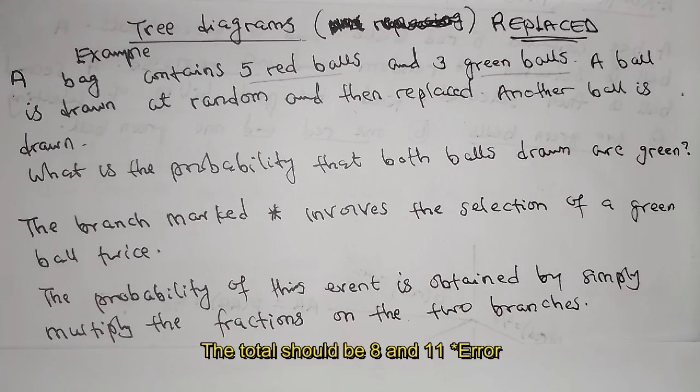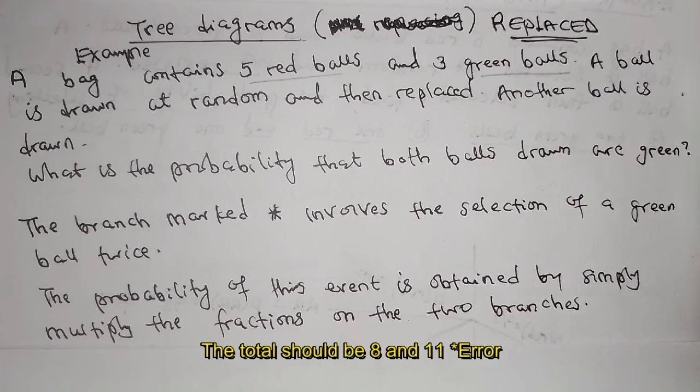Okay, so now we are going to dive today into tree diagrams. Something that is a bit complex, but very simple actually. So this is an example about a tree diagram. A bag contains 5 red balls and 3 green balls. A ball is drawn at random and then replaced.